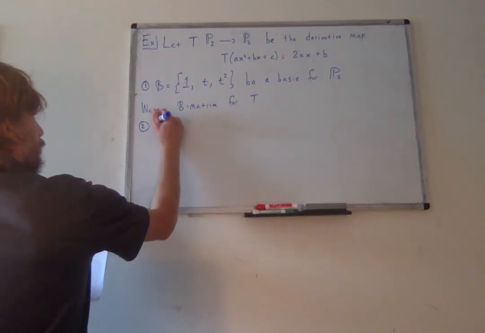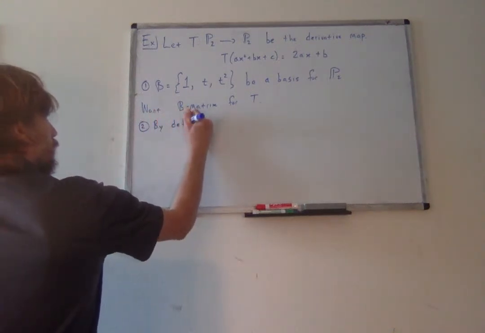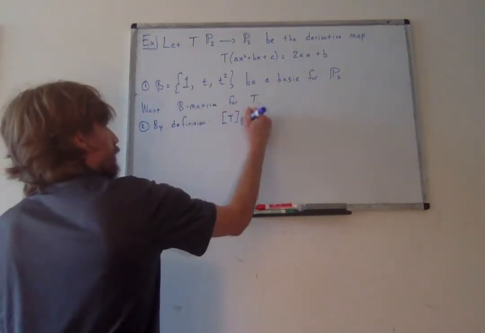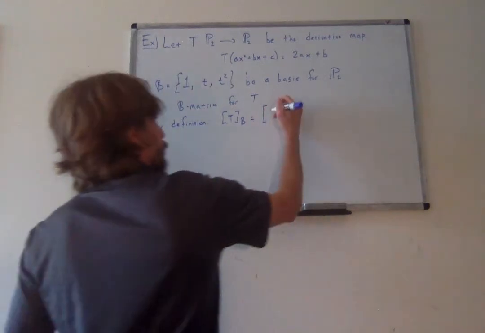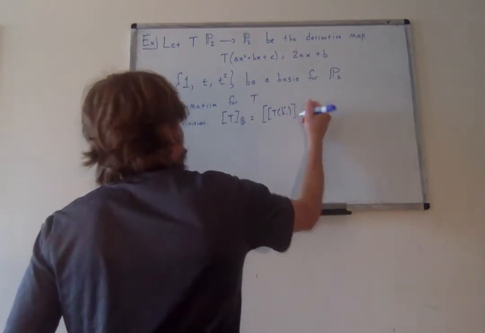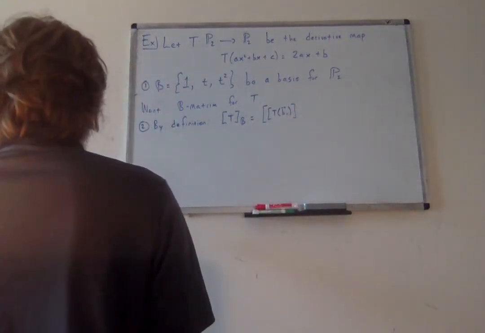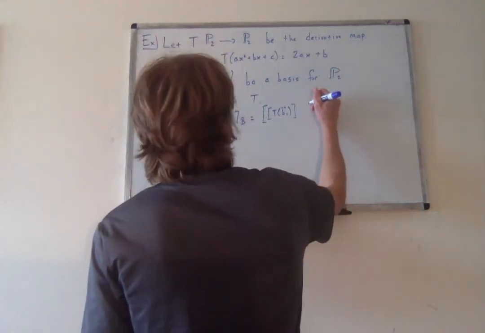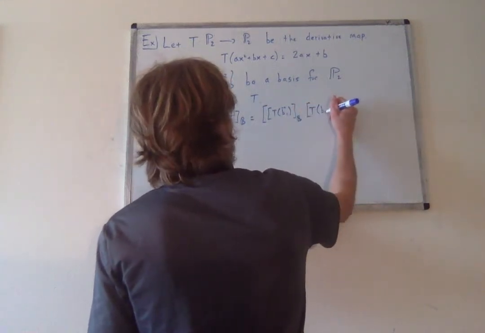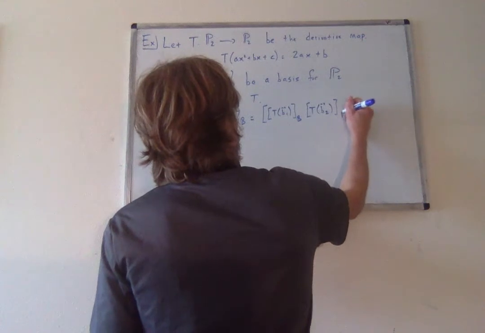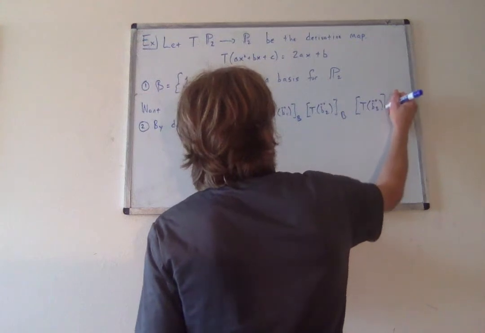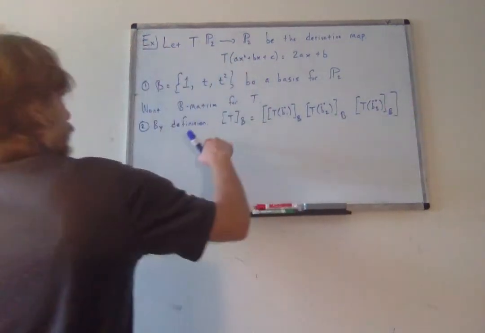So remember, by definition, this matrix, which we have stated now is represented like this, is equal to the matrix whose columns are equal to the images of the three basis vectors B1 through B3 here. And so these would be the B representations of these images. And so if we're in the space of polynomials, what this is asking us to find are the derivatives of the three basis vectors.